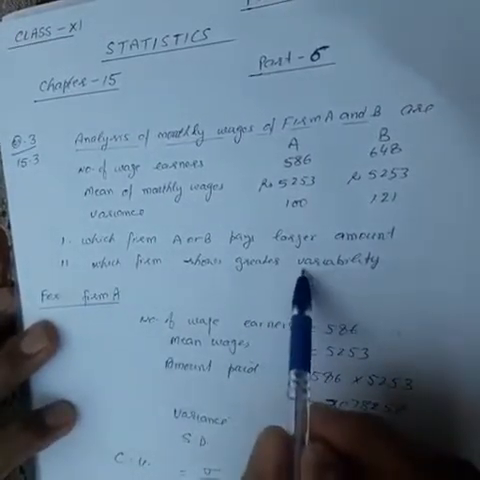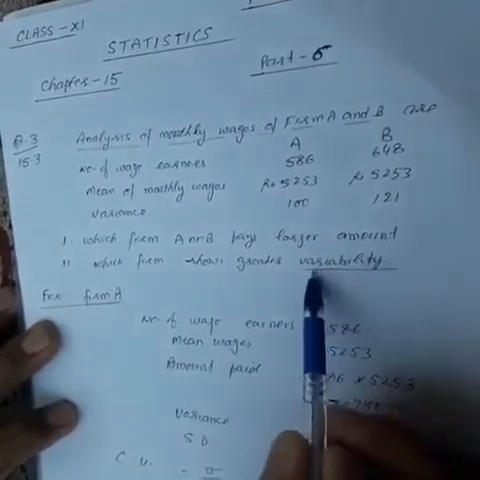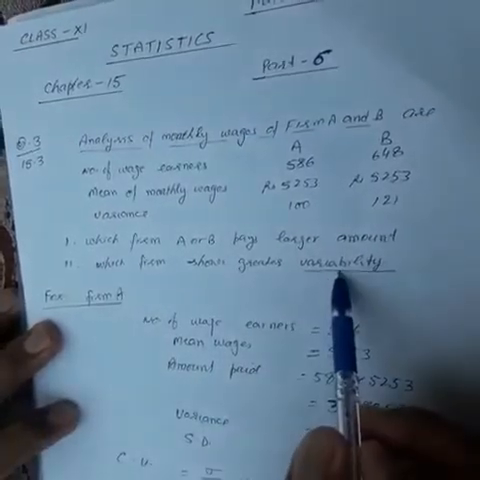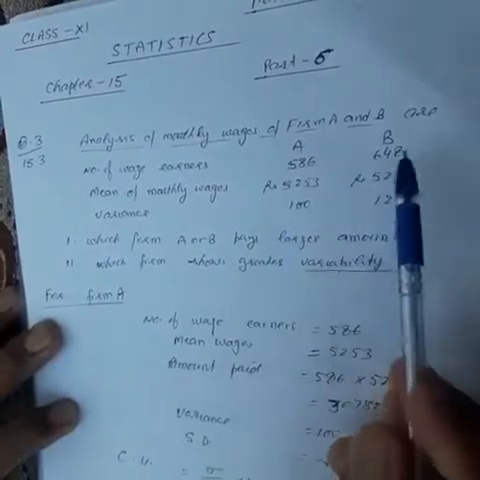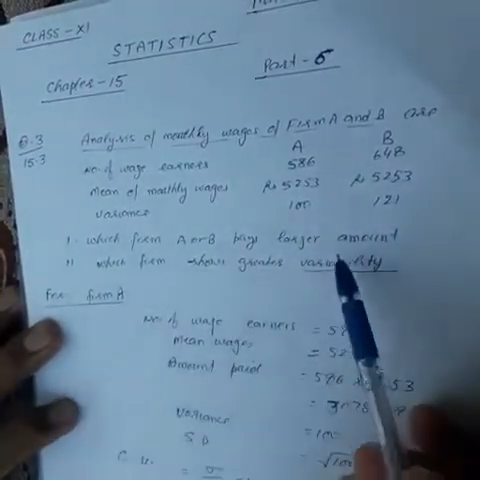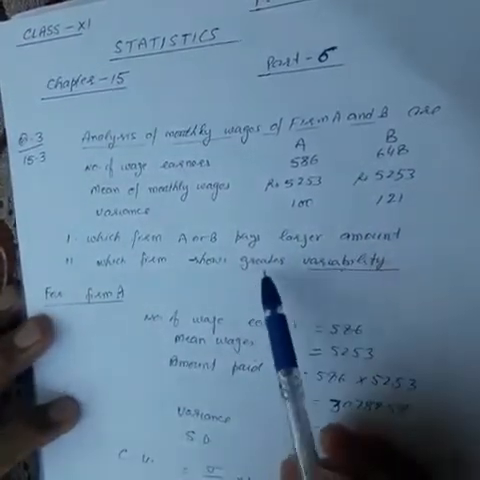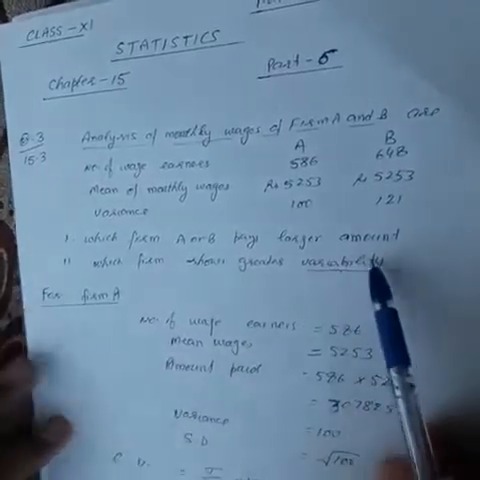When it is the question of variability, it is based on coefficient of variance. So we will calculate the coefficient of variance for A and B, and then we will decide which shows greater variability, or which is more variable, that is the same thing.